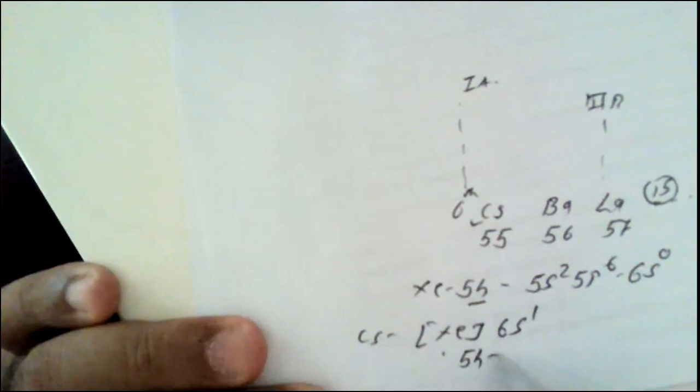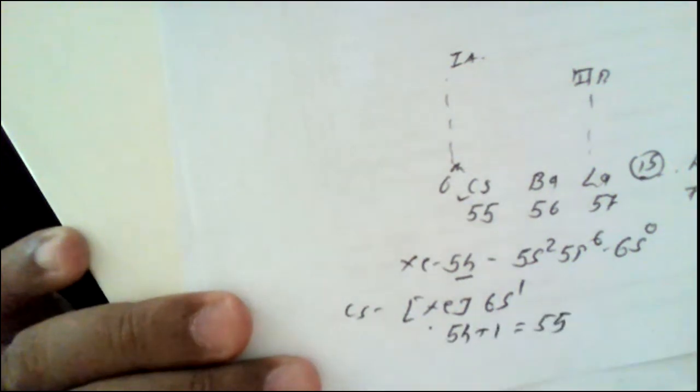So we have written the electronic configuration of cesium comprising 55 electrons. Xenon is 54, and then cesium 55, we have just added one more electron. So after cesium, barium is there.